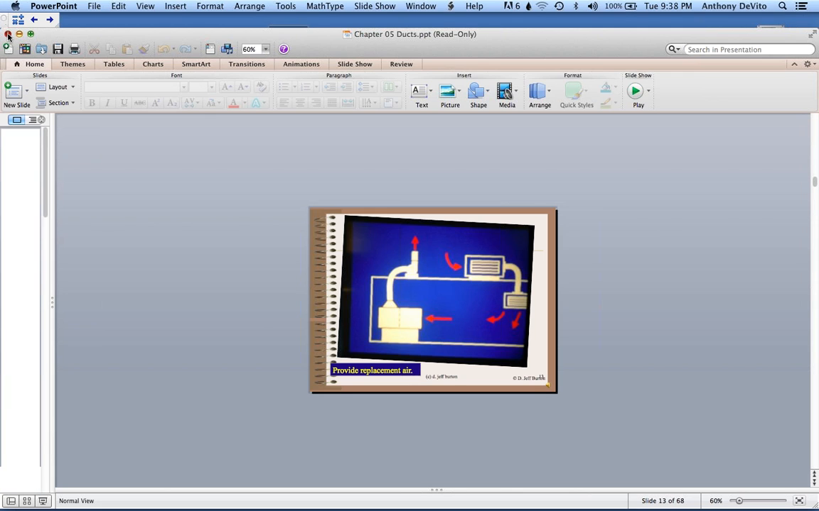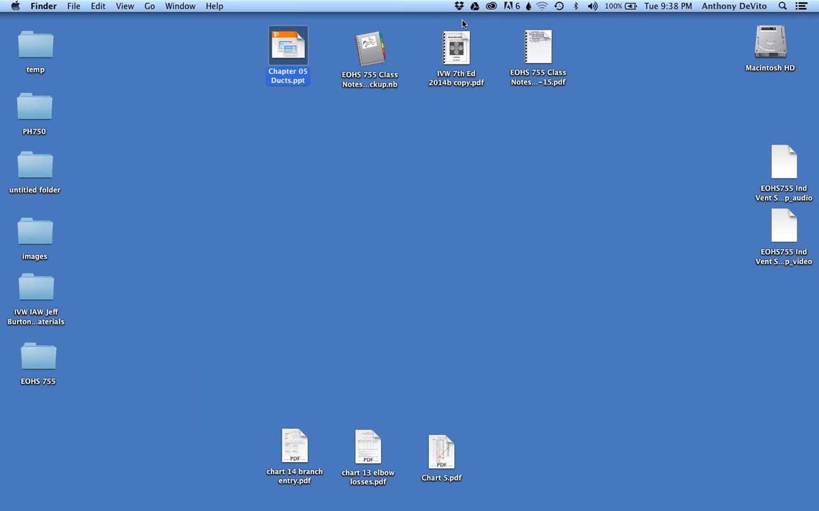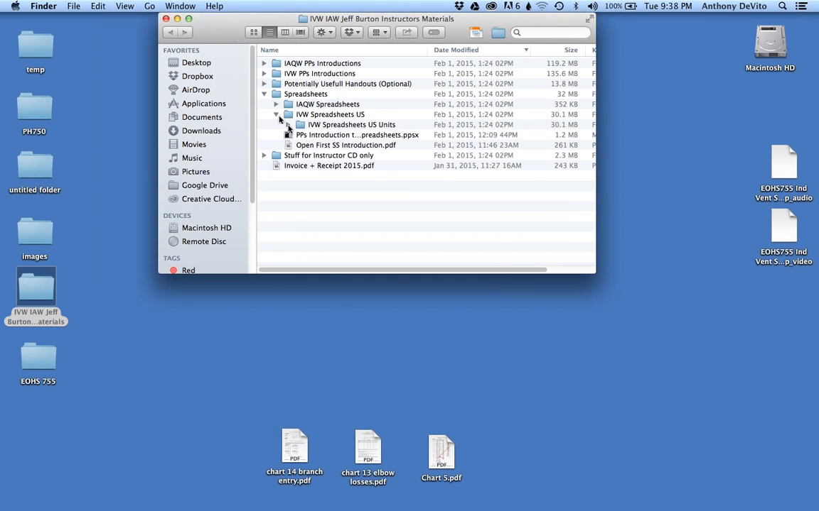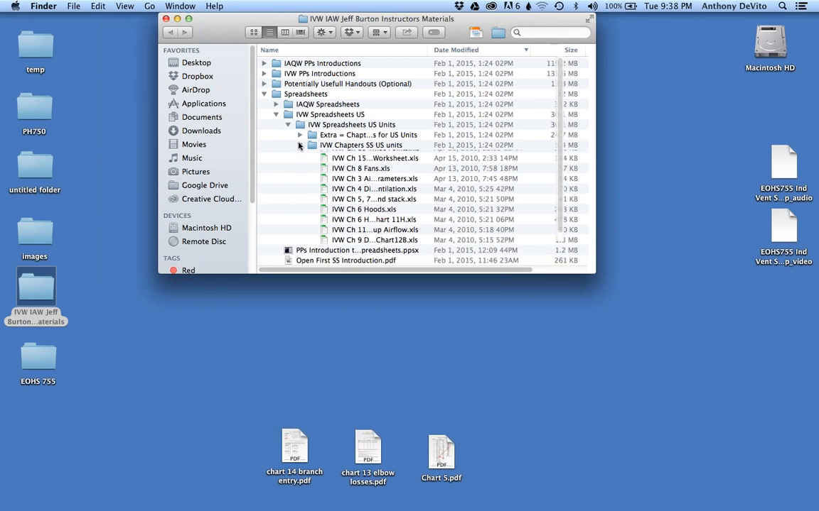Okay, so the other thing I wanted to show you is one of his spreadsheets. If I can find it, here we go. Spreadsheets, industrial ventilation spreadsheets, U.S. units, chapter spreadsheets.